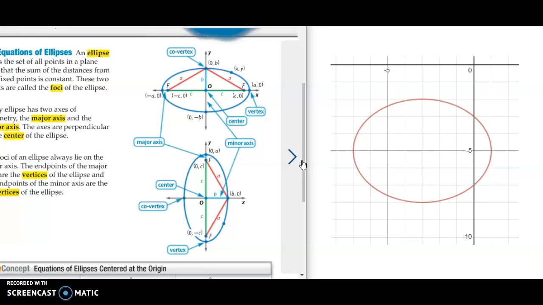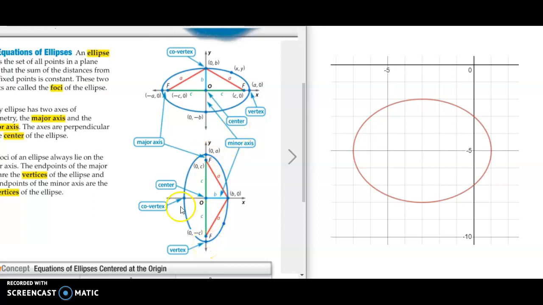There's going to be four main vocabulary words that I need you to know for this. The first one is going to be the center, and that should be fairly familiar. Just like a circle, there's going to be a center of it. And then the next one is going to be the vertex. The vertex is going to be the point where the ellipse turns around on the long ends. Okay, so on a horizontal one, it's these two. On a vertical one, it's this one right here and this one right there.